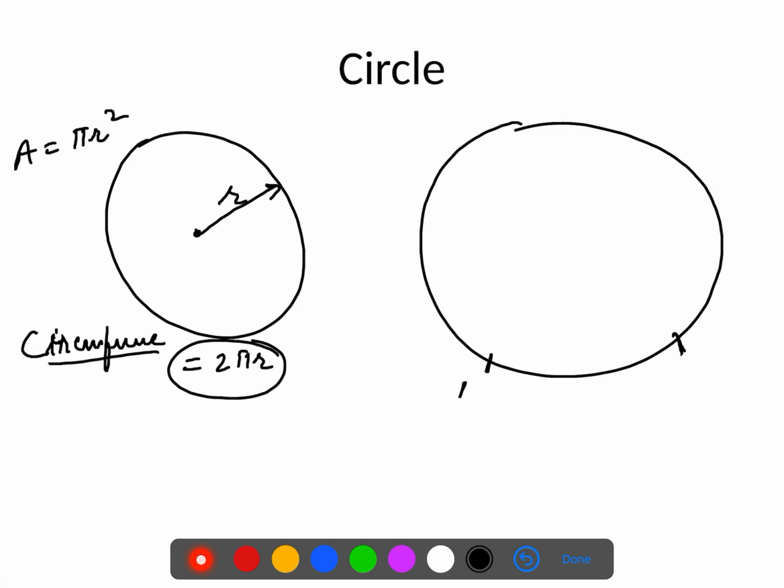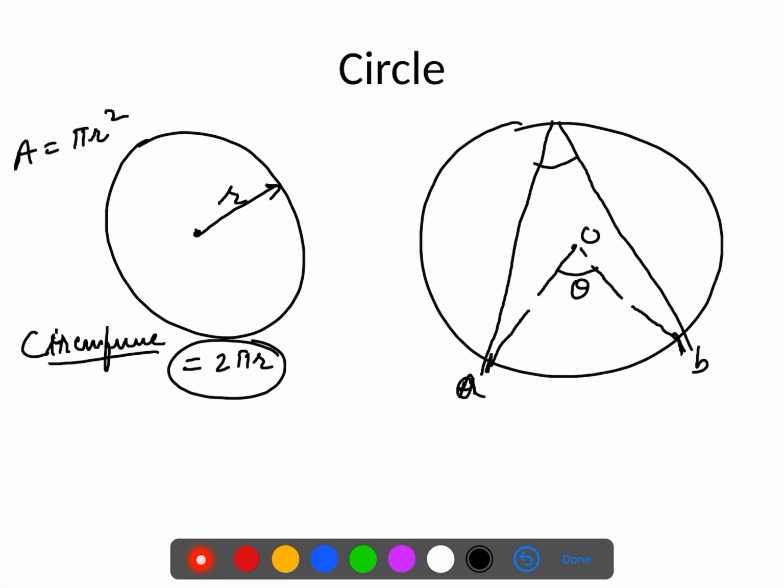If there is an arc AB which makes an angle theta with the center, let's say, if you take any other point on the circumference, the angle it'll make would be half of it, theta by 2, anywhere on the circumference. Okay, so that property holds true.